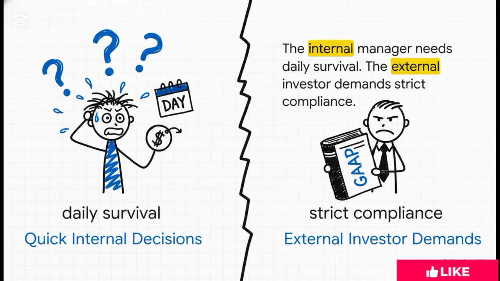On one side, you have the internal manager. This person is trying to survive the day-to-day. They're on the ground making these rapid-fire decisions about pricing, calculating break-even points, and deciding, should we take on this massive special order at a discount?